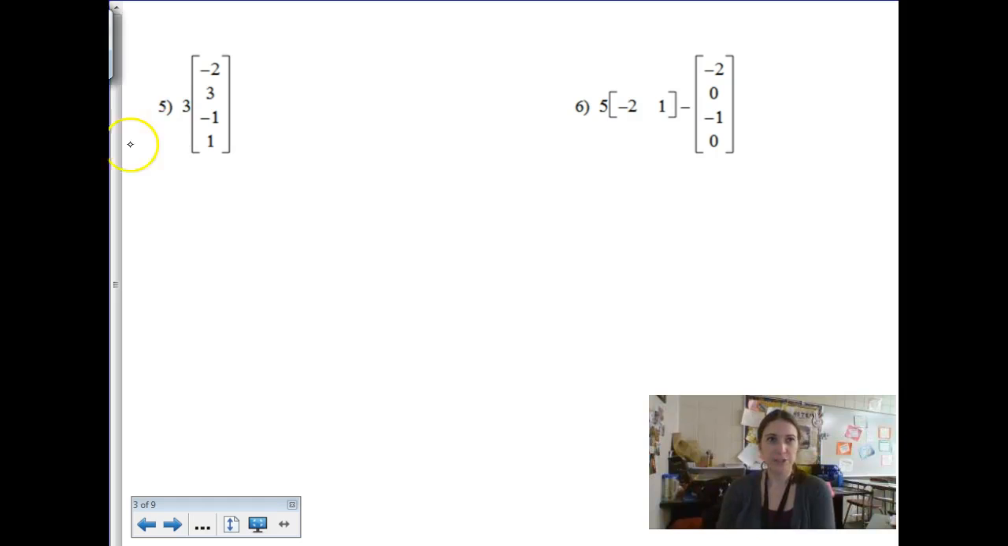Alright, this next idea here, where you throw a 3 in front of a matrix, this is called a scalar multiple.